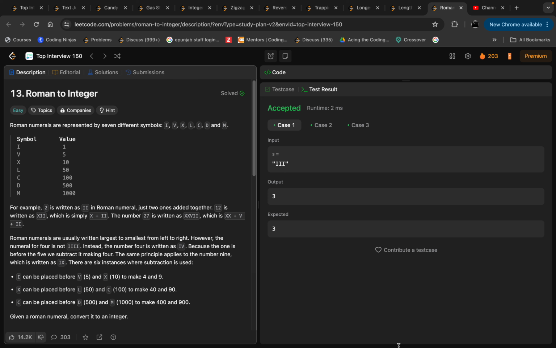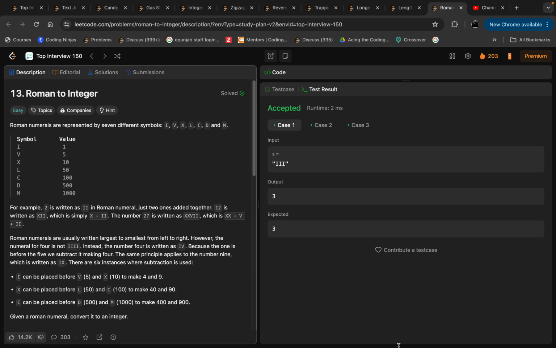So the question is Roman to integer. We are given Roman numerals that are represented by 7 different symbols: I, V, X, L, C, D and M, and we are given their corresponding values in the question, that I has a value of 1, V has a value of 5 and so on and so forth.